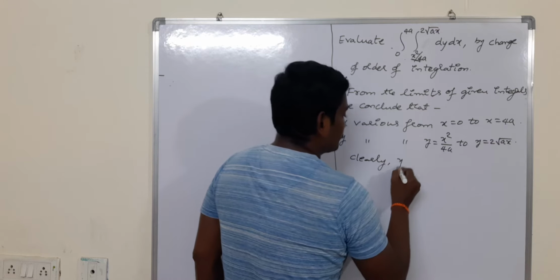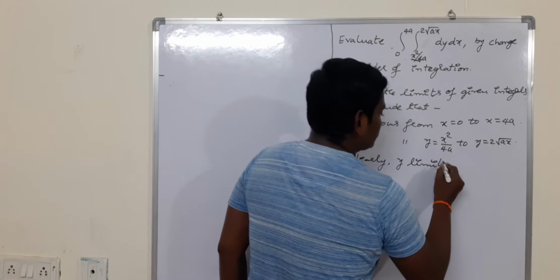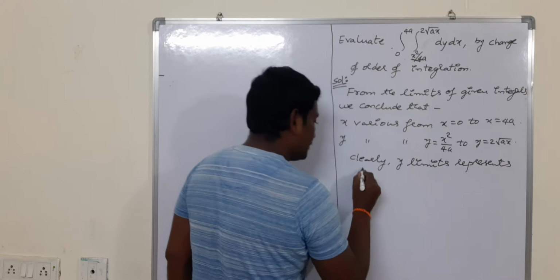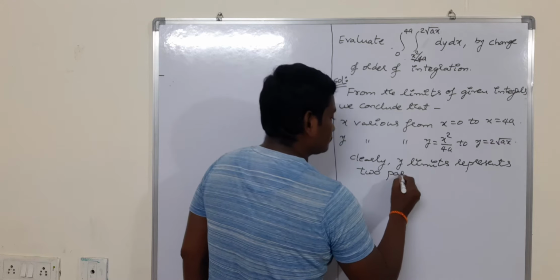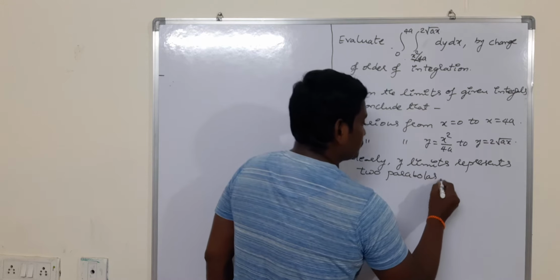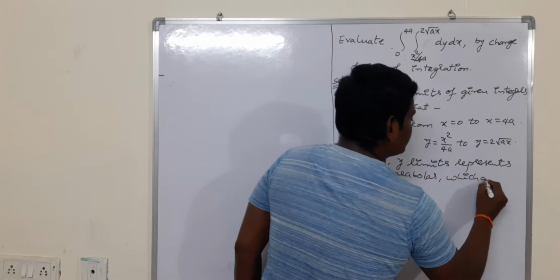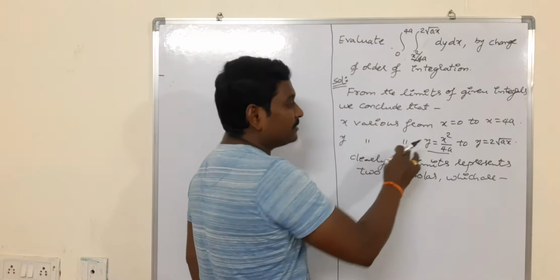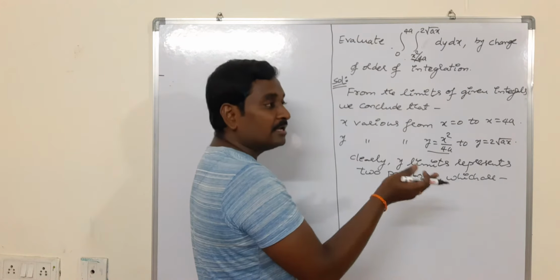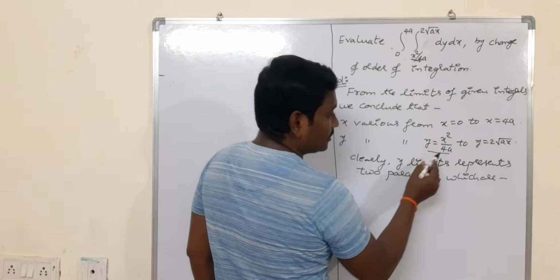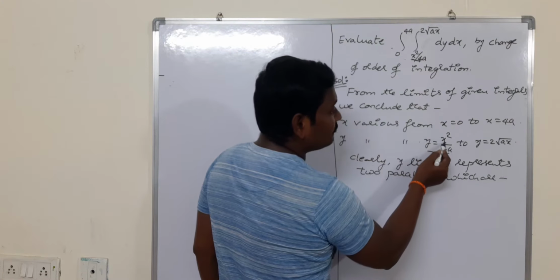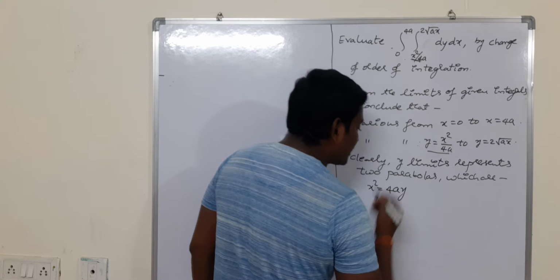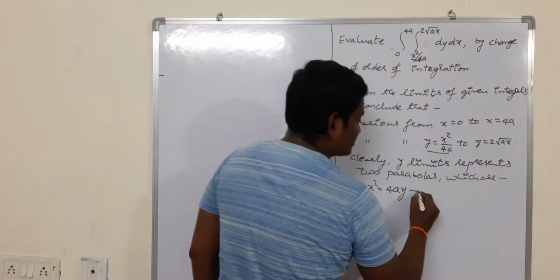Clearly y limits represent two parabolas which are, okay, since y limits are in terms of x, in every problem if y limits are in terms of x, then automatically they will represent curves. Take this 4a to this side, then you will get x square is equal to 4ay, which is an upward parabola. Okay, take it as equation number 1.